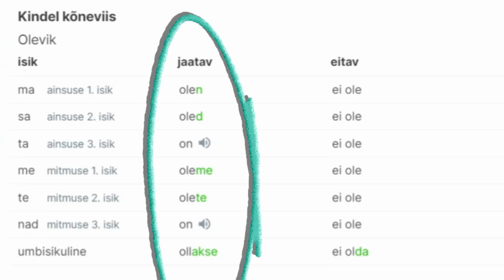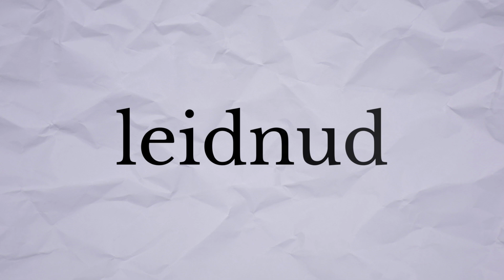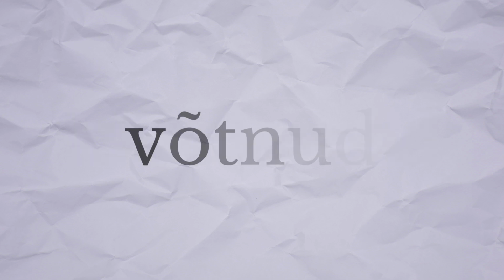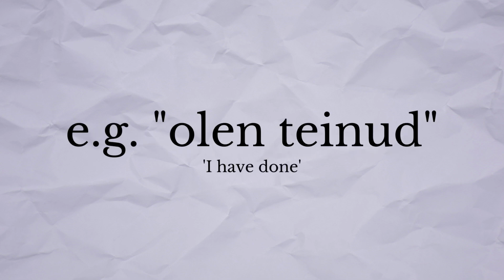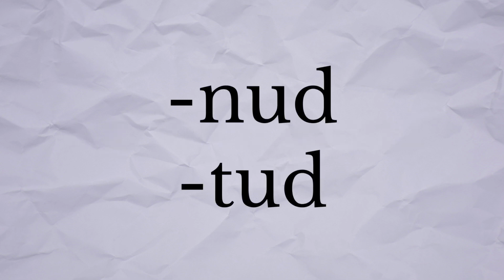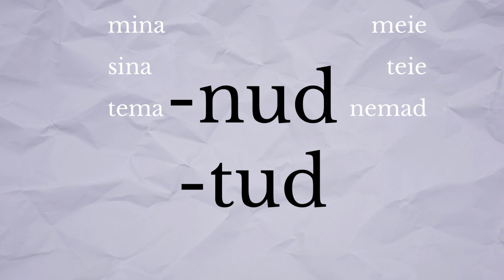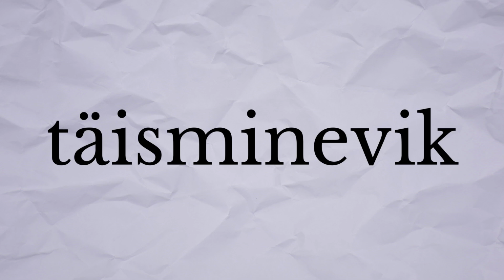If you see any of these words with something that kind of looks like a verb but has either nud or tud at the end, you are looking at the present perfect tense in Estonian. The present perfect tense does about the same thing it does in English. Indicates an action that began in the past and extends to the present. If it's nud, then we know who the grammatical person is, but if it's tud, then it's the umbisikuline and we don't know. In Estonian, present perfect is called täisminevik. Minevik is the past and täis means full.